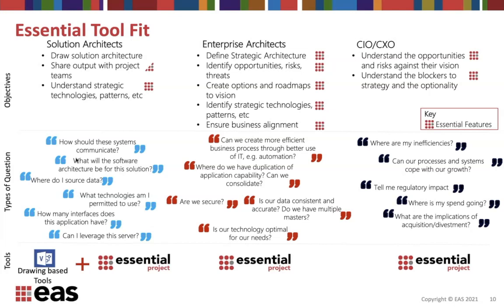And as EAs, the questions we're after are really things that say, look, where can we be more efficient? Have we got duplication? Can we reduce our costs? Are we secure? What technology do we want to be optimal for our needs? How do we govern that, for example?